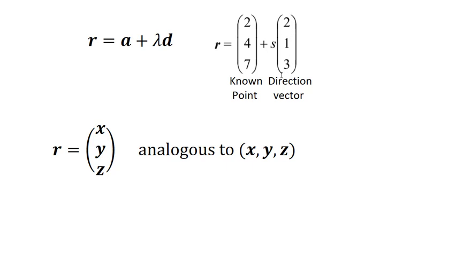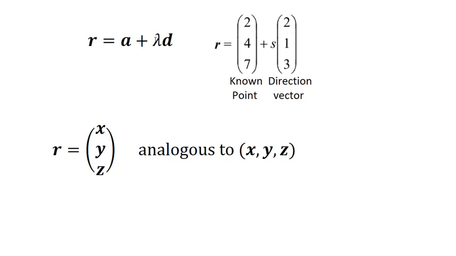Lastly, we have D, which is a direction vector. And this is any vector at all, anywhere in space. It doesn't need to start at the origin. It doesn't need to even be on the line. We just need to know that it's pointing in the same direction as the line.